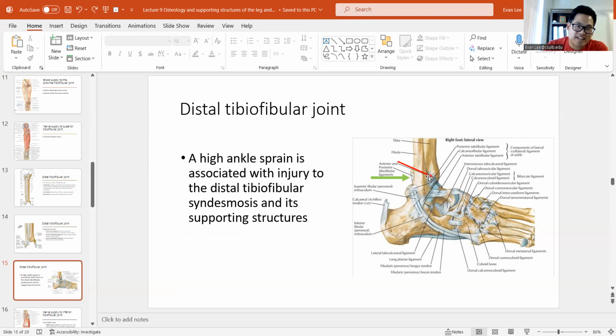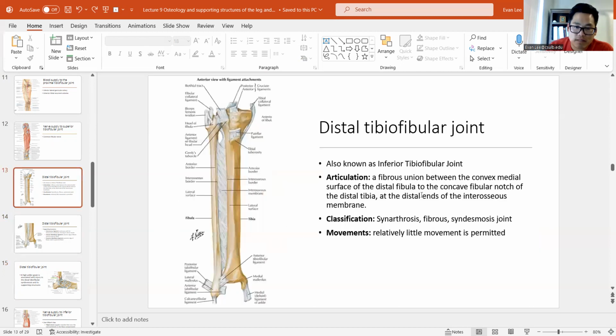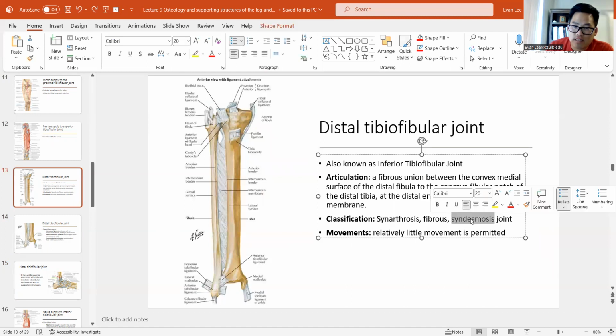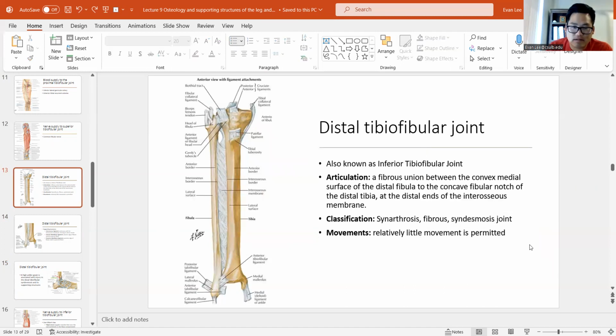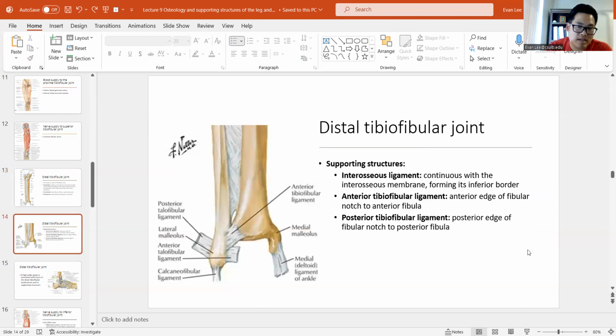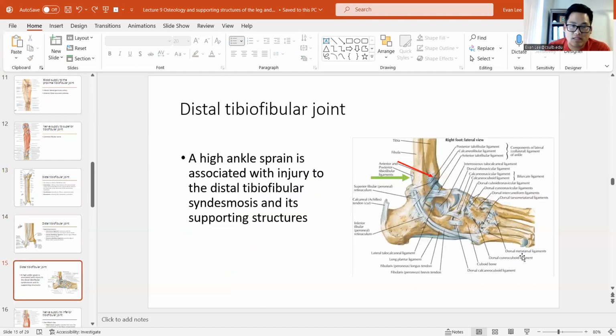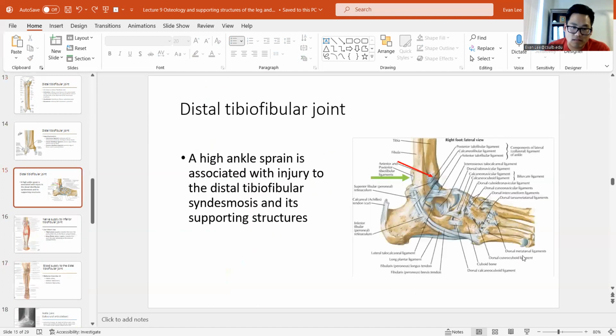So if you were to damage one of these ligaments, that could be one of your high ankle sprains. So syndesmosis, synarthrosis, so it does not really want to move. Like diarthrosis, kind of like the proximal one, that one can move a bit, but the distal side, you don't really want to move.